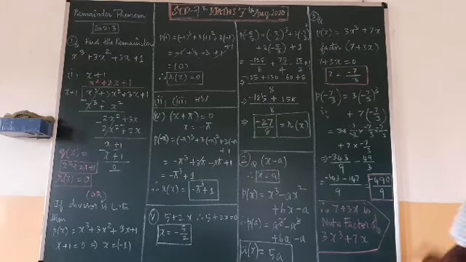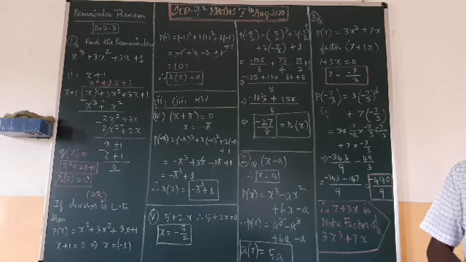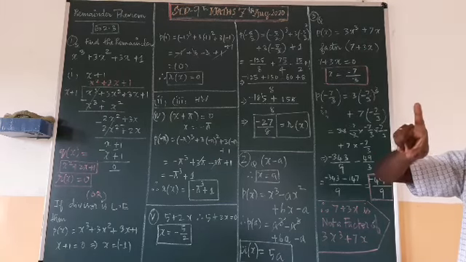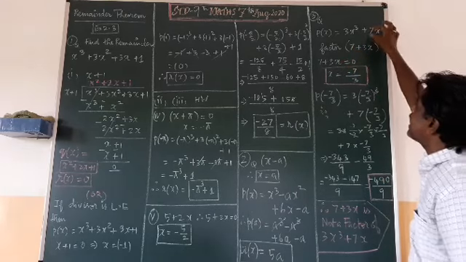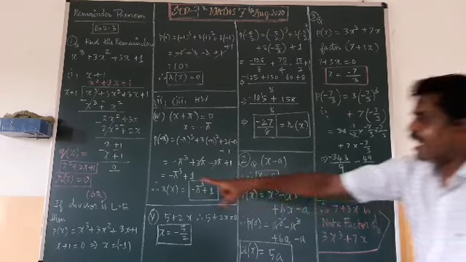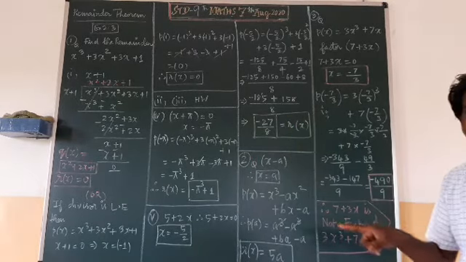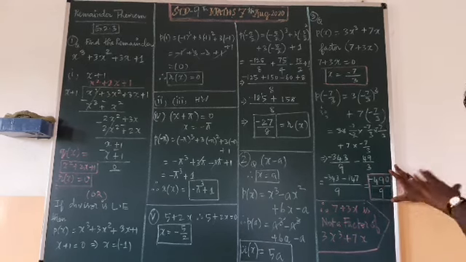That means what? You are getting a remainder. If you are getting a remainder, what is the meaning? That the given 7 plus 3x is not a factor of the given polynomial. That means this one is not exactly dividing this one. Like if 0 is coming, that is a factor. If 0 is not coming, it is not a factor. So we are getting a remainder. So it is not a factor.